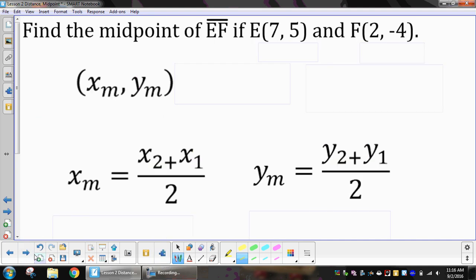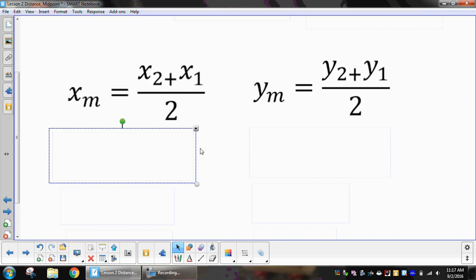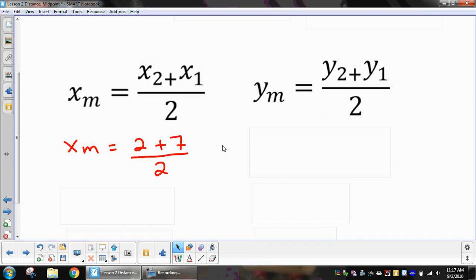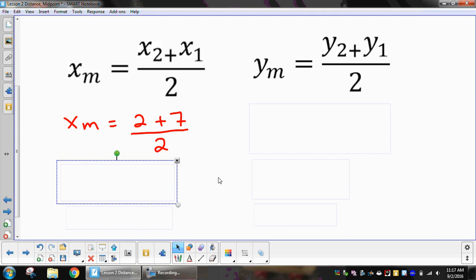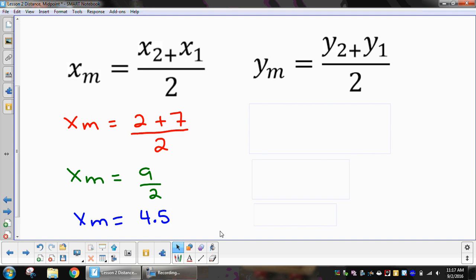So let's do a few of those. I want to find the midpoint of segment EF. So I'm going to label one point x1, y1, the other one x2, y2. And now I can just plug in the numbers where they belong in these two equations. So I'll go ahead and find the x value of the midpoint first. I plug in x2 and x1. I add 2 plus 7, and I'll divide 9 by 2 and get 4.5.